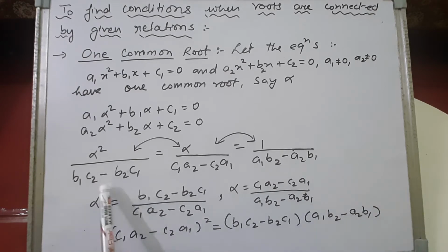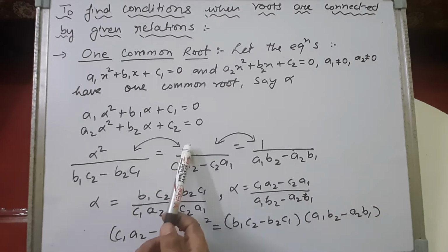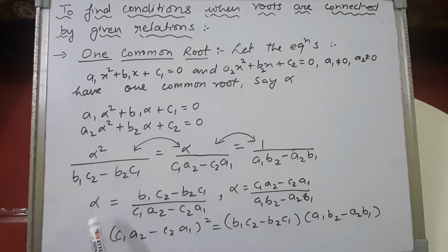When we equate the first and second term, alpha will get cancelled. The value of alpha obtained will be b1 c2 minus b2 c1 upon c1 a2 minus c2 a1. And on equating the second and third term, we get the value of alpha as c1 a2 minus c2 a1 upon a1 b2 minus a2 b1. So both are the values of alpha.